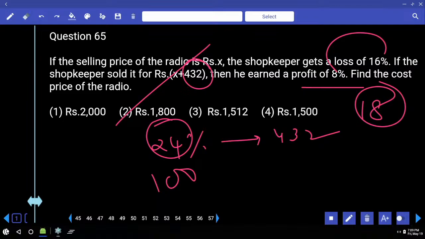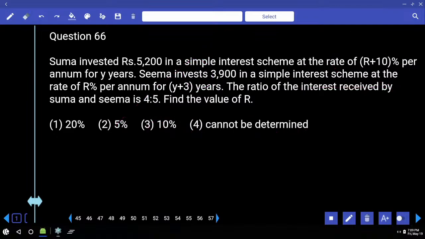Next. Suma invested 5,200 in a simple interest scheme at the rate of R plus 10% per annum for Y years. Seema invested 3,900 in a simple interest scheme at the rate of R% per annum for Y plus 3 years. The ratio of interest received by Suma and Seema is 4:5. Here, two variables are there. Two variables are used.